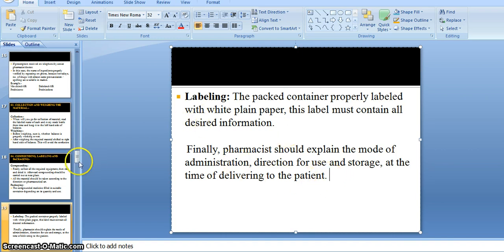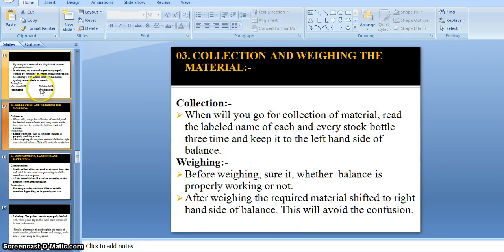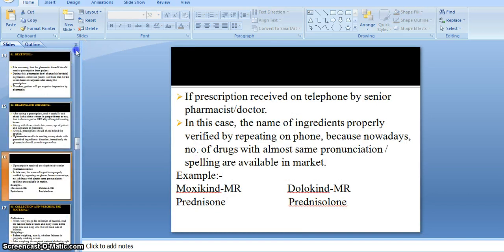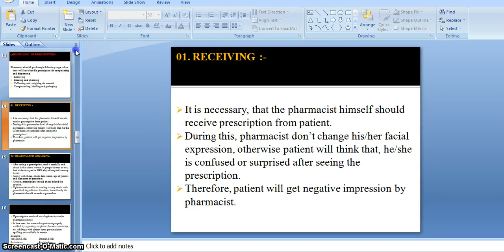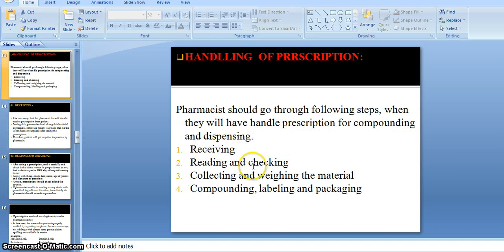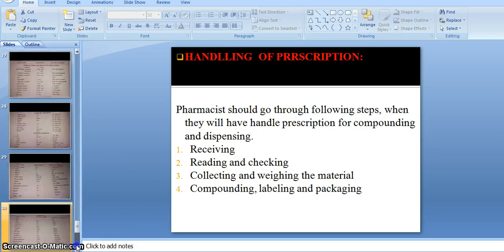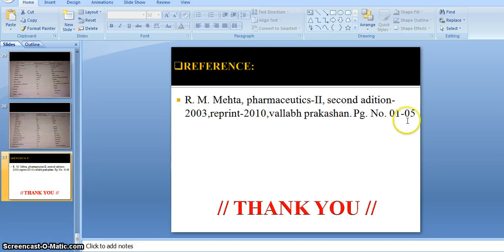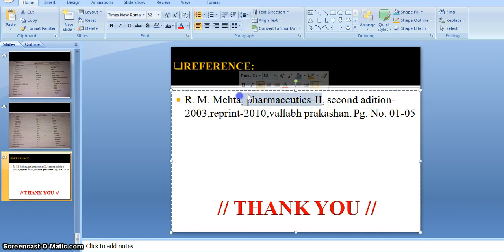This is all the information regarding the handling of prescription: receiving, reading and checking, collecting and weighing the material, compounding, labeling, packaging. All this information I took from this reference, that is Pharmaceutics by R. M. Mehta.